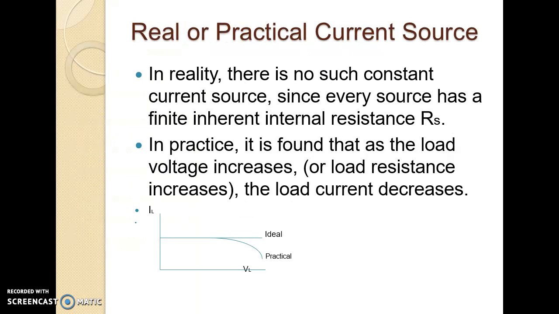In reality, there is no such constant current source, since every source has a finite inherent internal resistance Rs. It is found that as the load voltage increases, or the load resistance increases, the load current decreases. The same thing can be depicted in the form of a graph as before. We expect that whatever be the load voltage, the load current has to be constant as shown in the ideal case, but in practice we find that the load current decreases as load voltage increases.